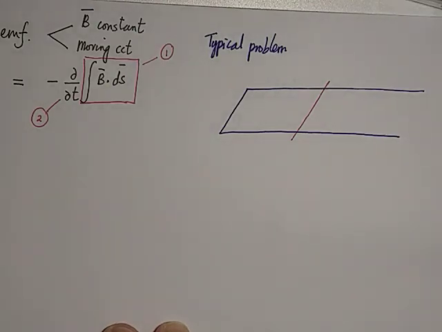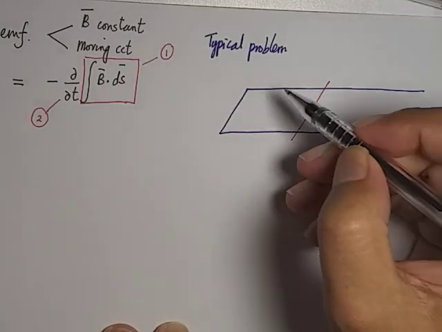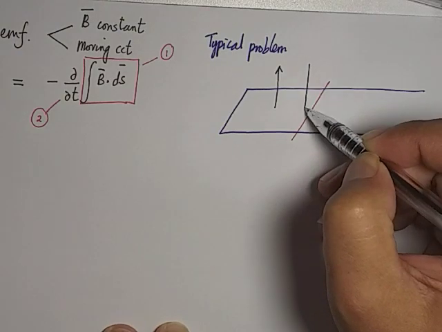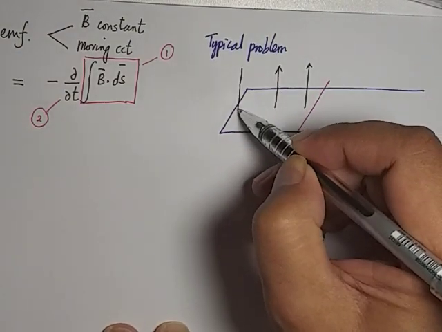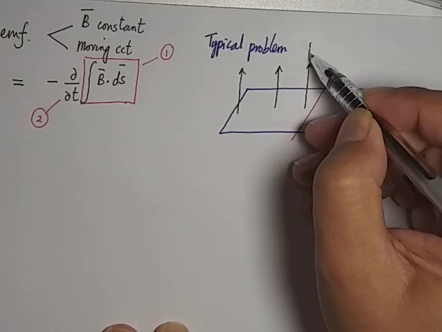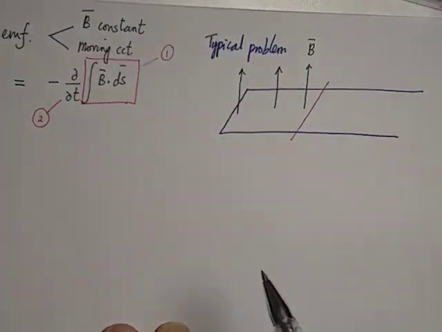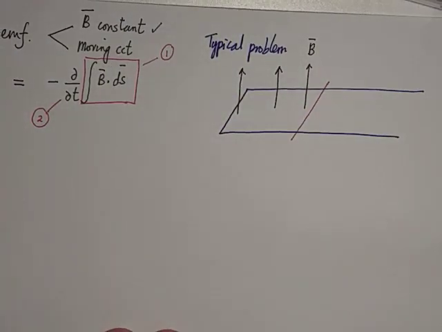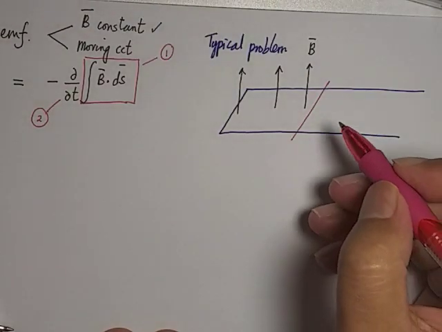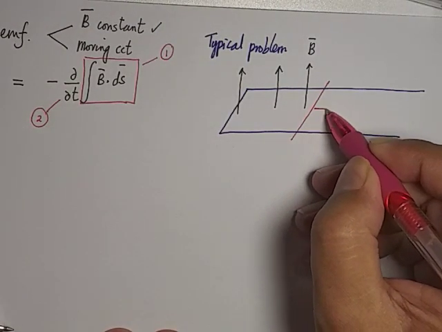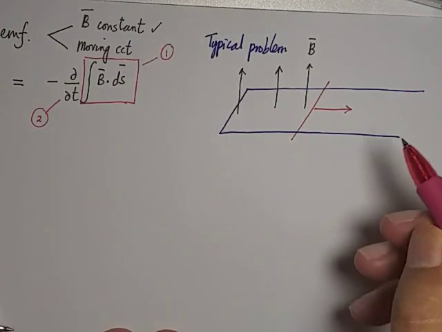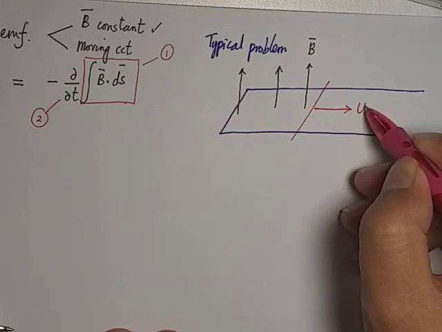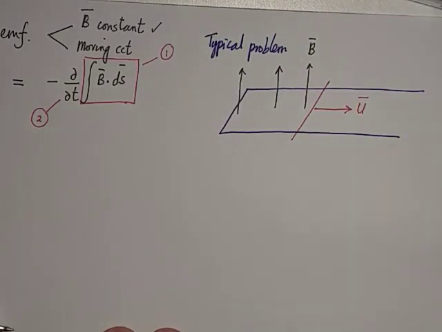So here you need to have B. Let's say B is given by this black vector line. So this is our B, and we know that B here is constant with respect to time. But yet we need to introduce movement now. Let's say we make this moving conductor shift to the right, with velocity u.